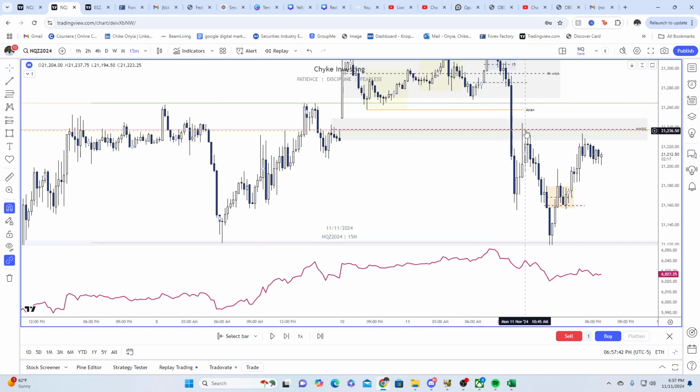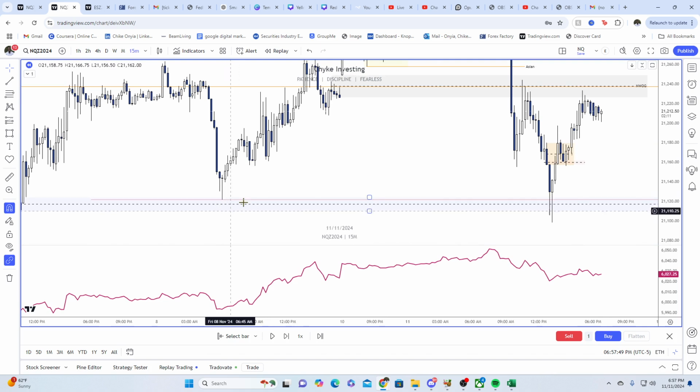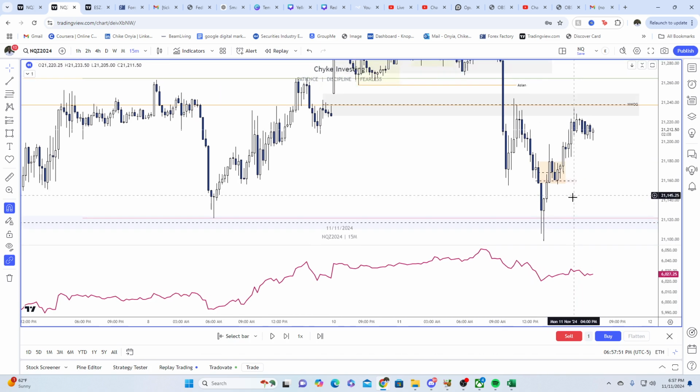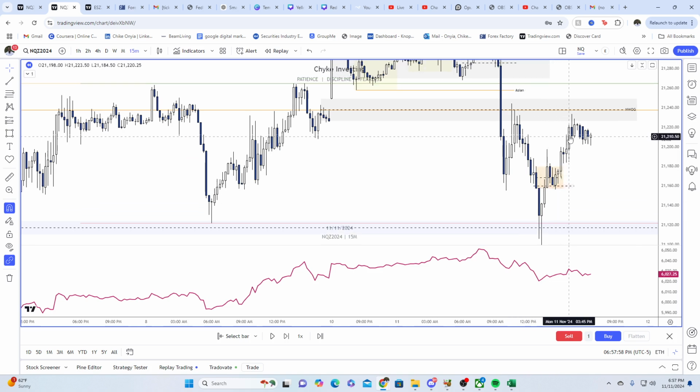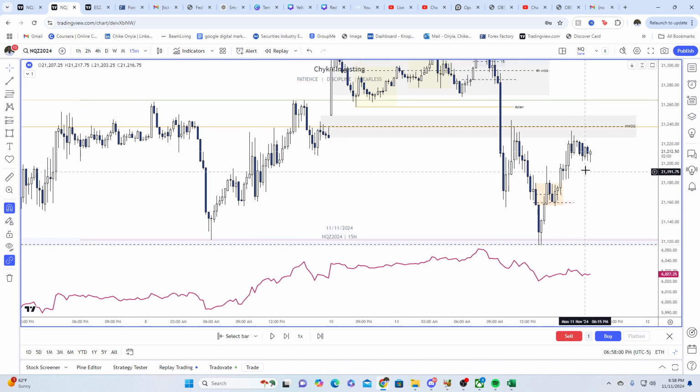You can see we touch the consequent encroachment of that new week opening gap right here. Price reverses lower, ends up taking out previous day's low, also tapping that daily BISI and that 1-hour BISI, bursting back into the range, inverting these 15-minute fair value gaps right here, and coming back and touching the new week opening gap for this session, right? Completing that at 4 p.m.